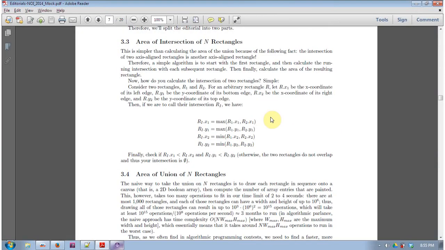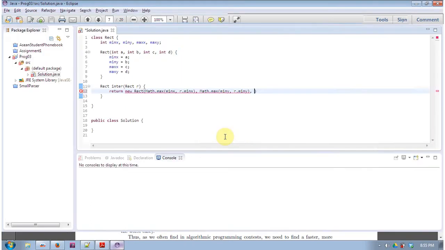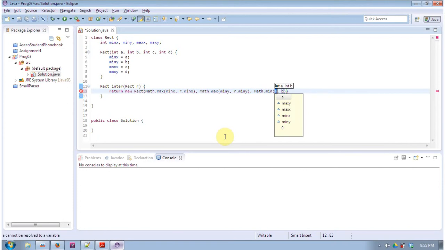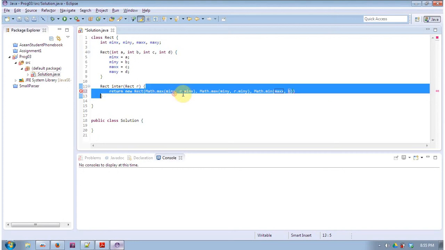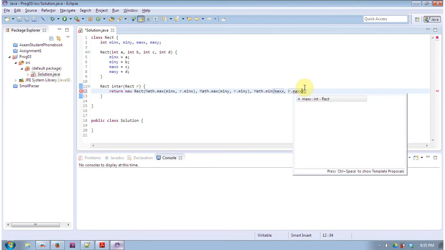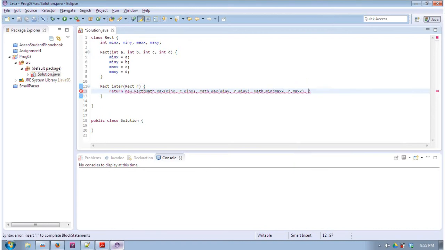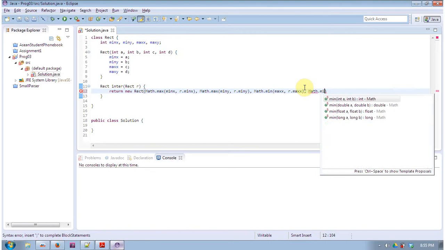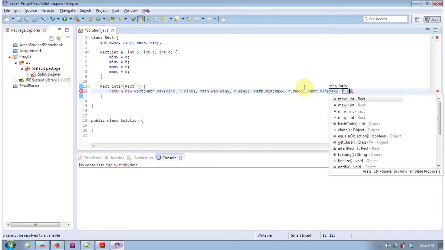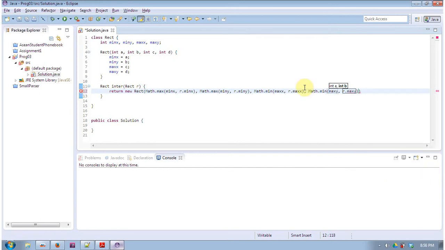Parameter 3, x2, is the opposite. It's the min of max x. Actually, the mnemonic is the max of the mins and the min of the maxes. So the min of max x and r of max x. And the fourth one is the min of max y and r of max y. I hope I got it correctly. So min x, min x, min y, min y, max x, max x, max y, max y.